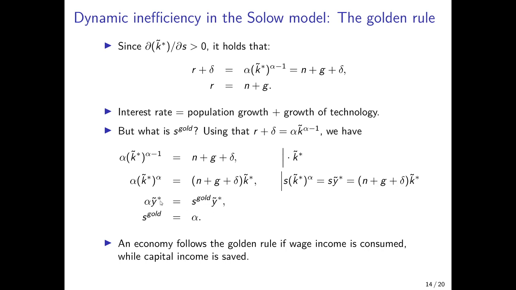And then we see that we have alpha times output per unit of effective labor on the left-hand side. On the right-hand side, we have the golden rule saving rate multiplied by output per unit of effective labor. That implies immediately that the golden rule saving rate is equal to alpha. That means nothing else than that the economy should save all its capital income and consume all its wage income. Then it would be at the golden rule saving rate in the Solow model. So the golden rule saving rate in the Solow model would be equal to alpha.